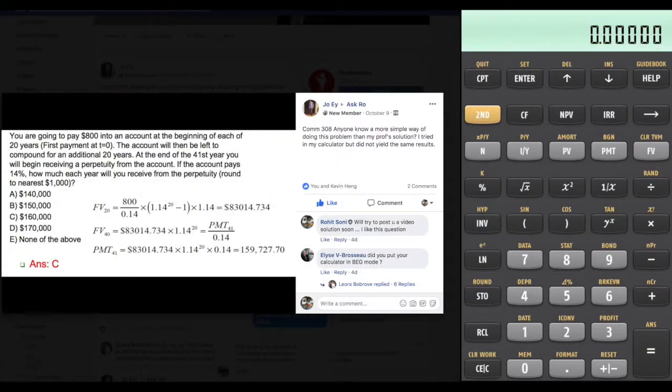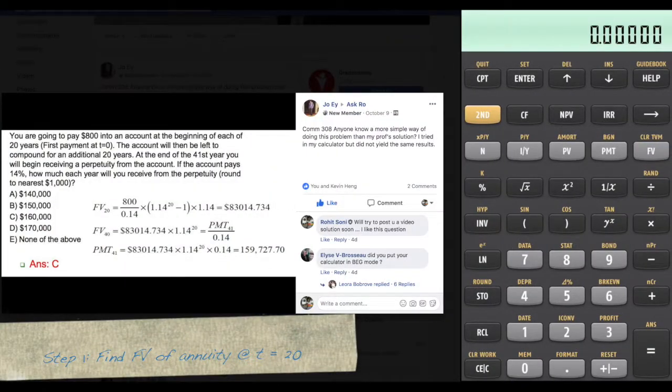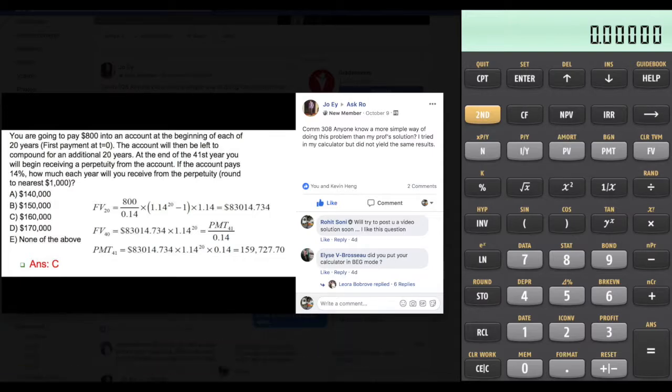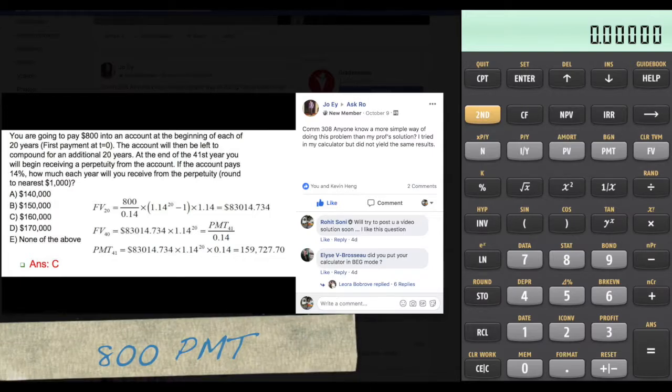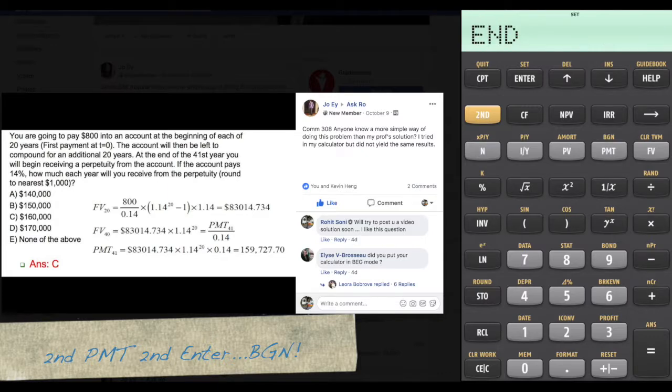So if we have a look at our financial calculators, the very first step is to value the annuity due at time 20. On your finance calculator, you're simply going to press 800 followed by payment. We're going to press 20 followed by N. We're going to replace I/Y with 14, and we want to press second followed by payment and then second enter to set the annuity to begin.